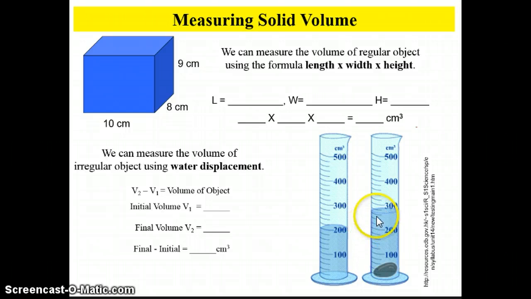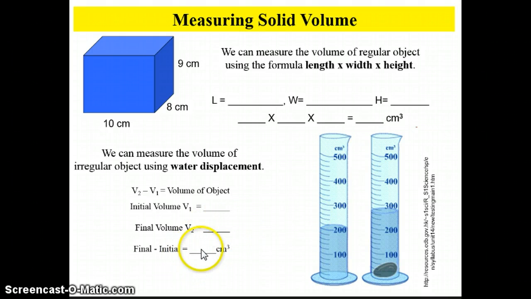On this graduated cylinder, it counts by 20s. So 200, 220, 240, 260. So this is 260. That is our final volume. So we'll write this on this line.